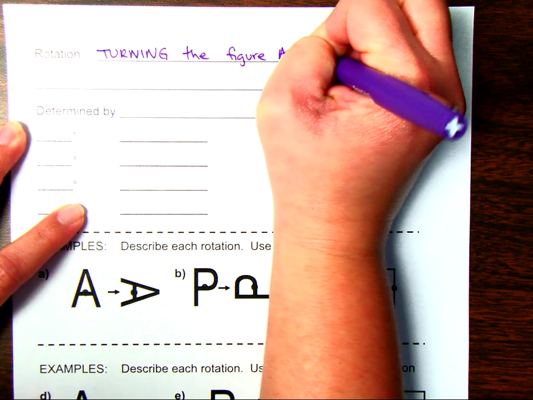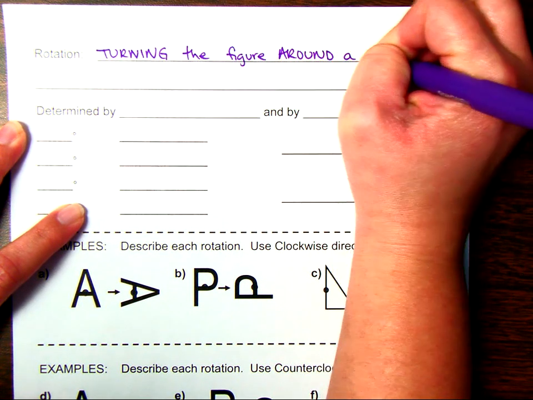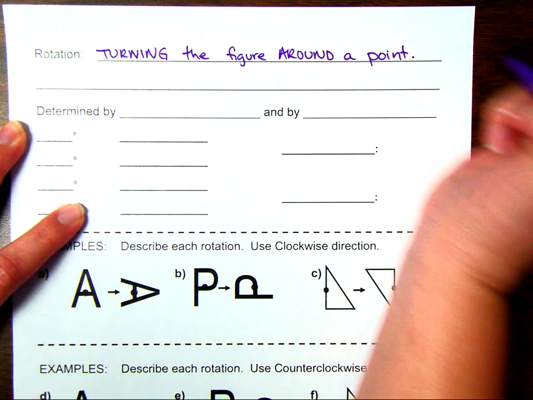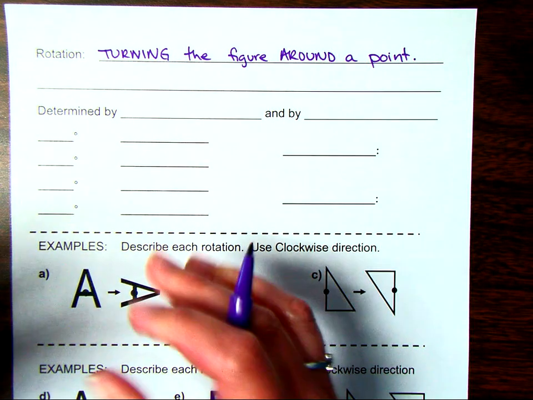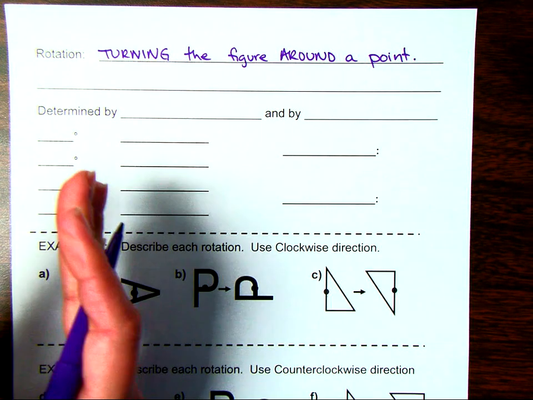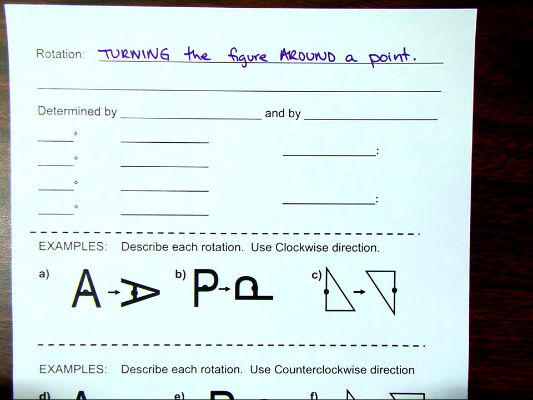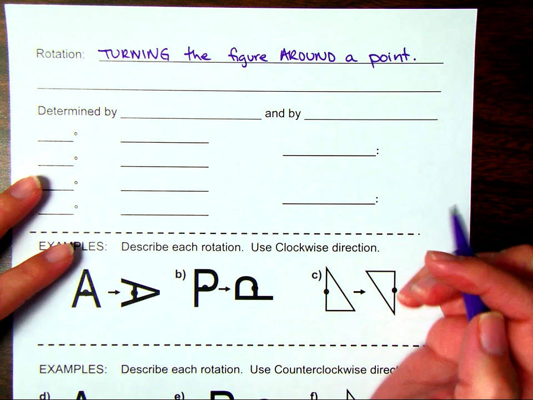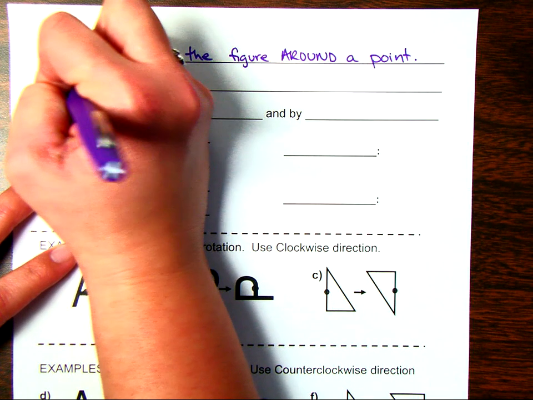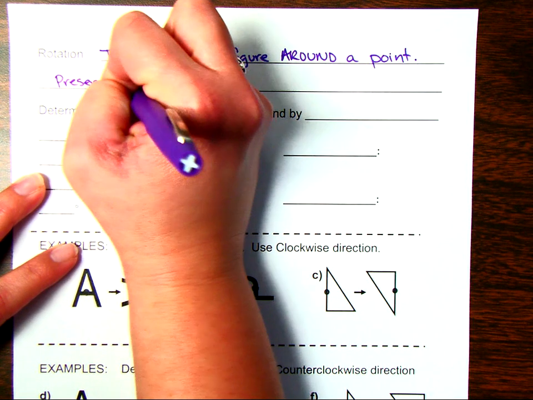around a point. And in this situation, our point was the center of origin. That just says our center of origin, so we're not moving it and then rotating it. So our center of origin was the origin itself. Again, this is going to preserve congruence.